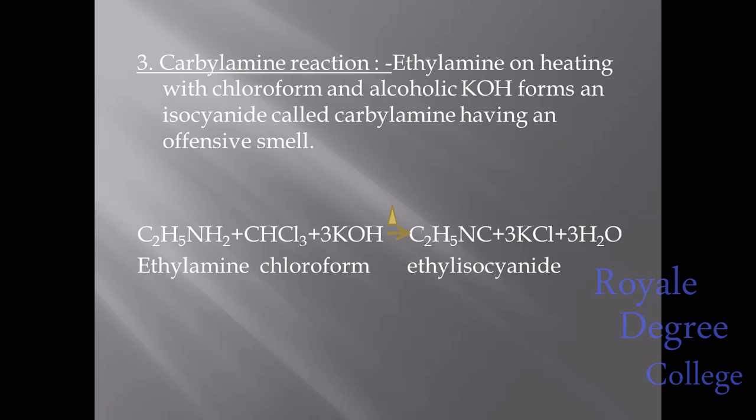See the reaction here. C2H5NH2, ethylamine, we are taking. In that we are adding chloroform, CHCl3, and 3 moles of potassium hydroxide, and we are providing heat. Then what will happen? Ethylamine is there. Now from ethylamine, the 2 hydrogen atoms are coming out. In place of that, one carbon from chloroform is going to attach to the nitrogen, and we are getting this product C2H5NC, which is named as ethyl isocyanide. Then 3 potassium react with the 3 chlorine, and we are getting 3 moles of potassium chloride, and another side product is 3 moles of water.